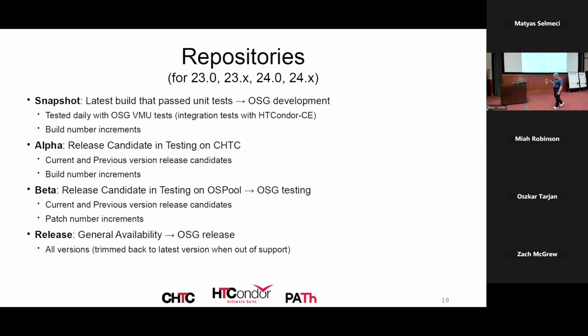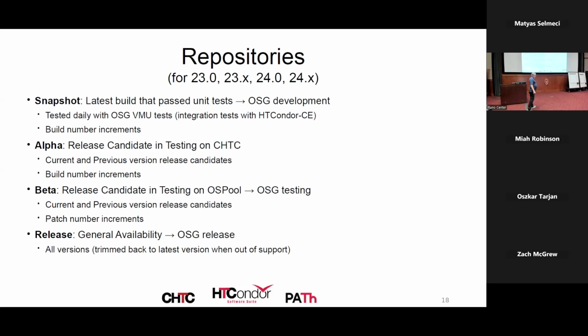I wanted to make a little slide here about how we actually have 4 different repositories for each Condor version. We have a snapshot version, which has the latest build that passes all of our integration tests, and that feeds into the OSG development repositories. We have an alpha repository, and that one is what's used to do testing on CHTC. We have a beta release candidate, and this is more of a public one, so that other people, if they want to test early features, they can do that. That also feeds into the OSG testing repository.